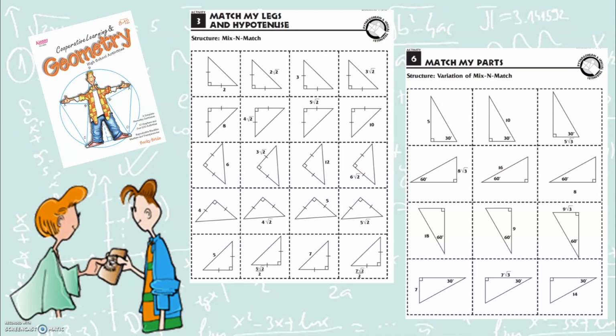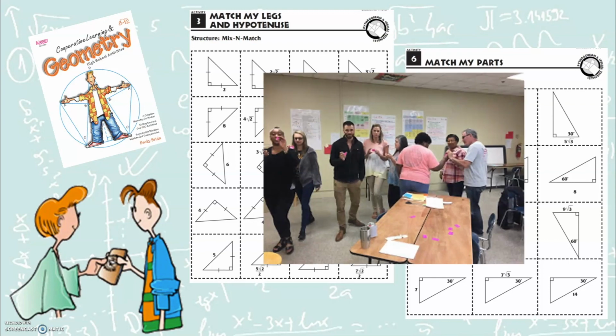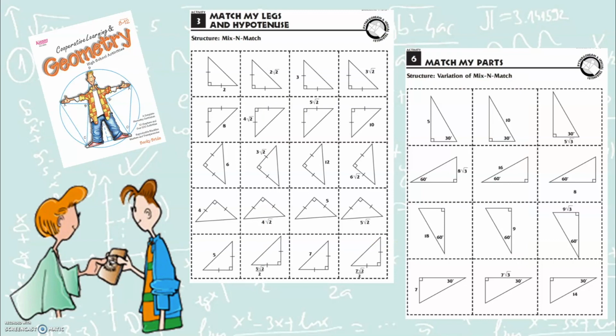The challenge on the mix and match is for students to all go to one side of the room and find their match. Here's a picture of some of my participants doing this last summer. I really wish you guys could get a chance to practice this, but you all go to one side of the room, you find your match. The person that has a leg of 2 is looking for the person with a hypotenuse of 2 square roots of 2. Once they find their match, they come to the middle of the room, I check it, and they go to the other side.